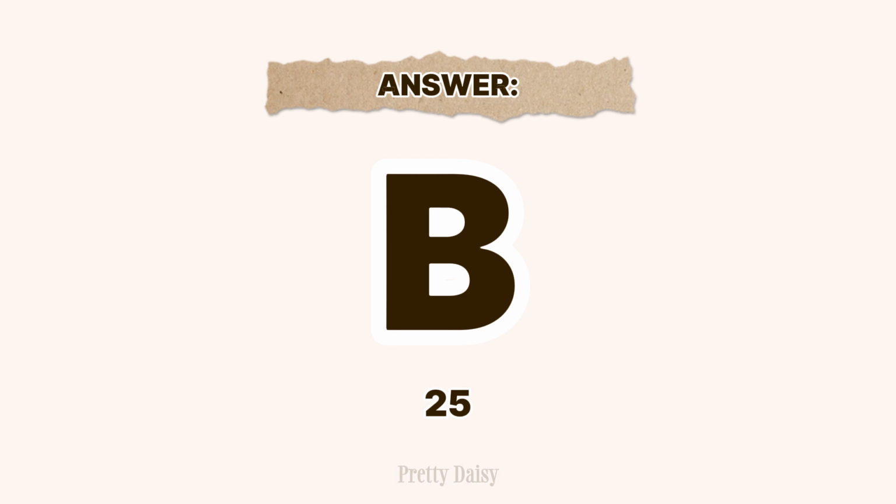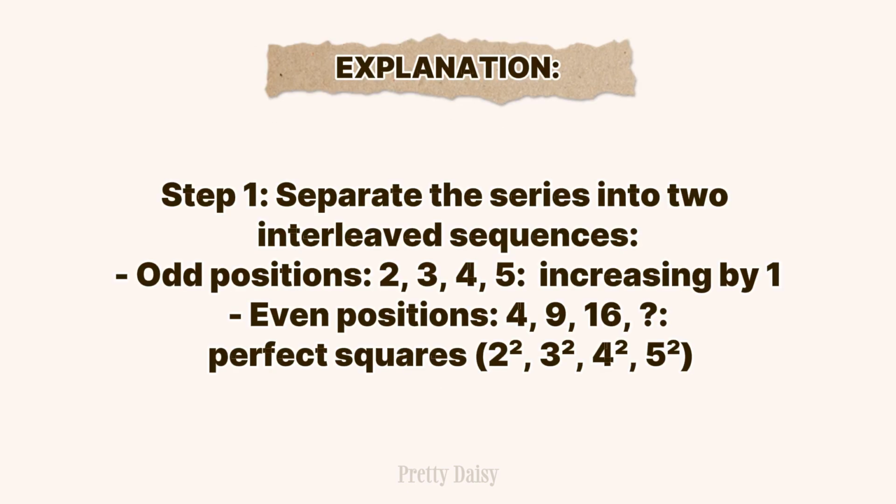Answer: B. 25. Step 1. Separate the series into 2 interleaved sequences. The odd position terms are 2, 3, 4, and 5, increasing by 1 each time. The even position terms are 4, 9, 16, and the missing number. These are perfect squares: 2 squared, 3 squared, 4 squared, and 5 squared.